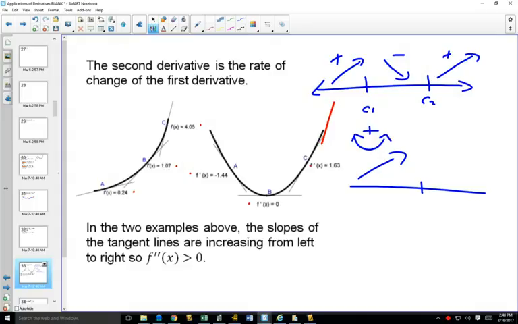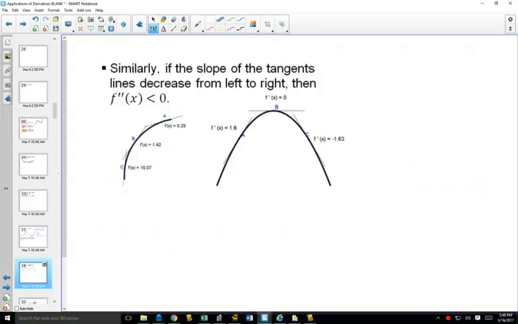Similarly, if our derivatives were decreasing, so the curve is my original function, and I've drawn a bunch of derivatives from left to right. I go from 10 to 1.4 to 0.29. Those values are going down. What does that make the curve of my graph? It makes my curve concave down. Yes?